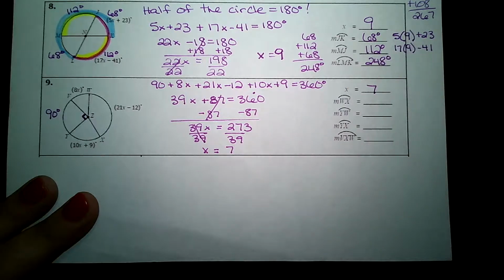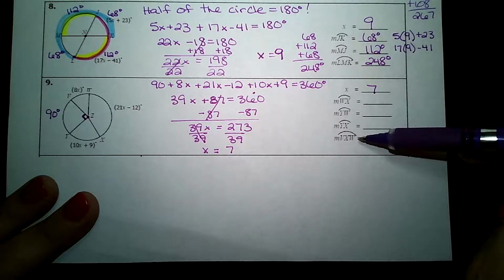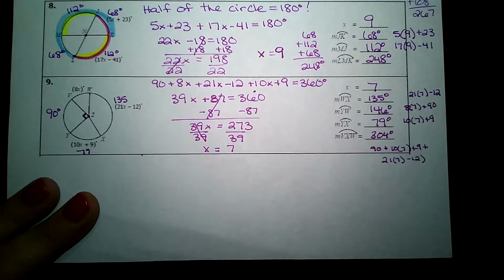Okay, I'm going to pause the video again. I want you to take that 7 and see if you can find these 4 arc measures. All right, let's check answers. I got the measure of arc WX is 135 degrees, the measure of arc YW is 146 degrees, the measure of arc YX is 79 degrees, and the major arc V to X to W is 304 degrees. Here's my plugins on the right. All I've done is I've taken the value of x, which we got as 7, and plugged it into the appropriate algebra.